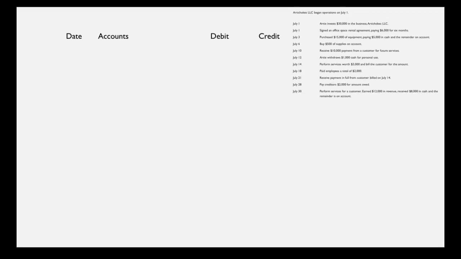All right, so if we're thinking about the journal entry here on July 1st, we need to think about it from the perspective of the company, right? So the company, what is the company getting? Well, the company's getting cash here, right? Because the owner is investing money into the business. And what does the owner get in all of this? The owner gets a piece of the business, right? And we call that owner's capital.